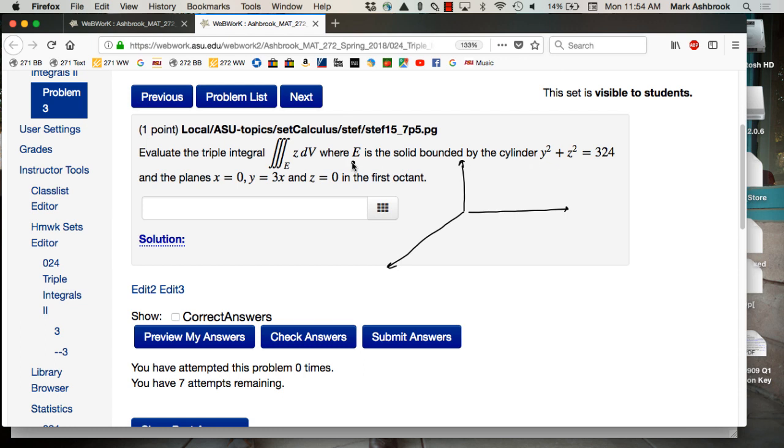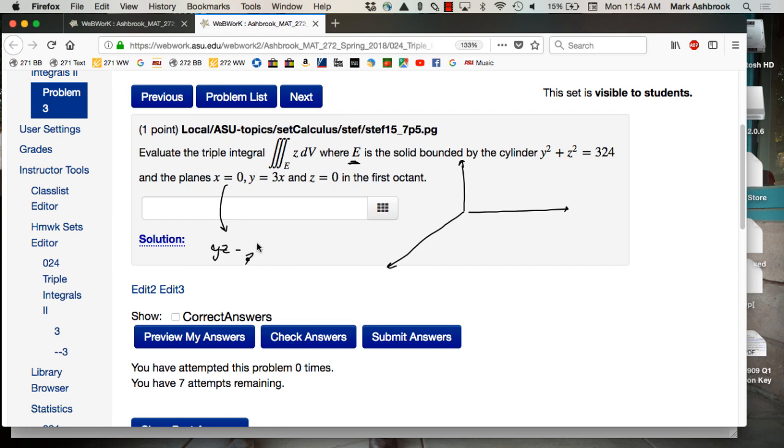This E, right? We're trying to figure out what E is. It's bounded by the cylinder, planes x equals 0, y equals 3x, and z equals 0 in the first octant. Okay, so what is x equals 0, first of all? That's the YZ plane. The plane of, say, the screen or the plane of your page is the YZ plane. So that's going to be one of the boundaries of this E.